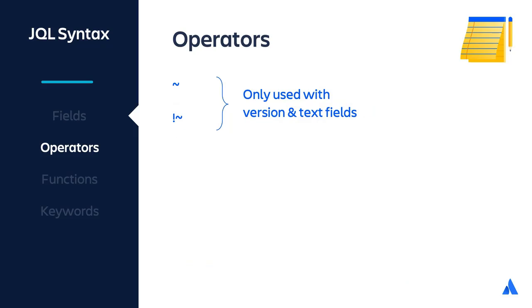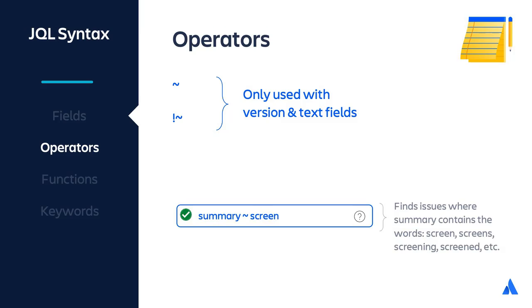The tilde character is the contains operator. It can only be used when searching in text fields, such as summary or description. It can perform both exact searches and fuzzy searches, meaning that it returns issues where the value is contained somewhere in the text.